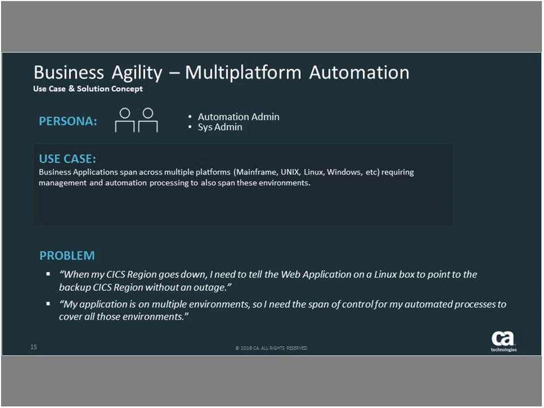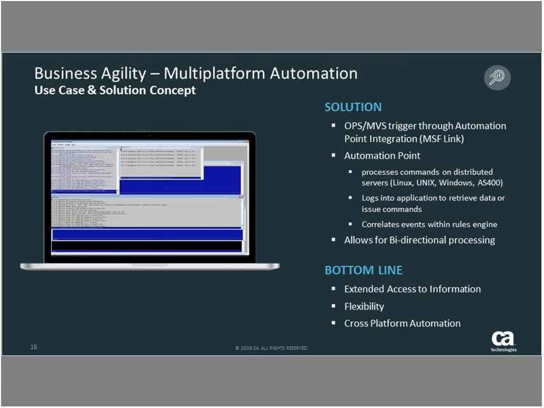So these applications need to go across all of these platforms, and the automation really needs to be able to tie this piece together, because if the application server goes down, you may have to make changes on the mainframe in order for that application to continue to run. So it's very important for your automation to be able to bridge this gap across the board. And this is where Automation Point comes into play here. One of the main features of Automation Point is it allows you to process commands across multiple platforms.